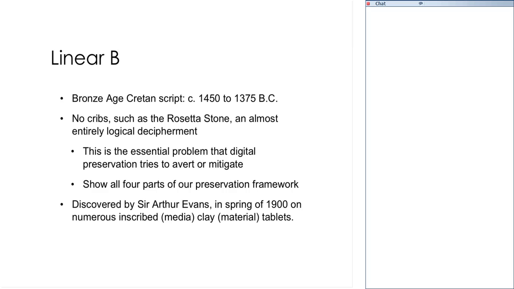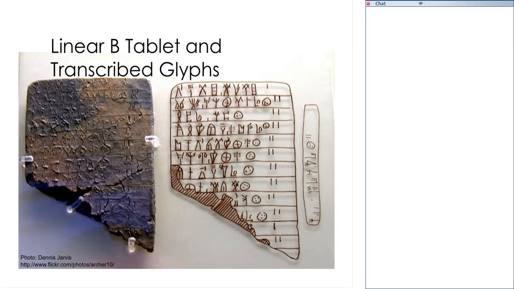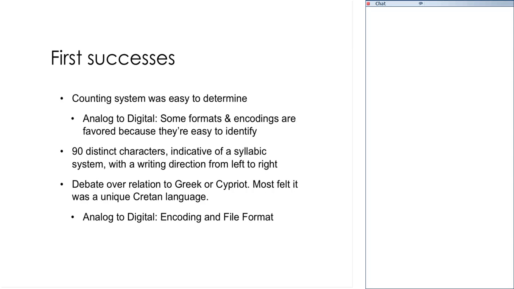So these clay tablets were found at the turn of the 20th century by Arthur Evans, and this is what they look like. It's a clay tablet that has characters inscribed into it, and you can see a rendering of that made out of wire that shows the images more clearly. The first success was that the counting system was very easy to determine, and all records of this sort almost inevitably are inventory data. It turns out that people are much more concerned about who sold sheep to whom than they are about preserving literary treasures.